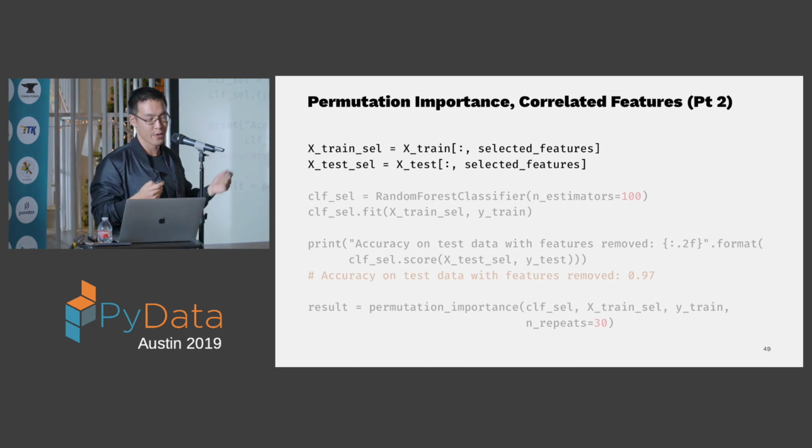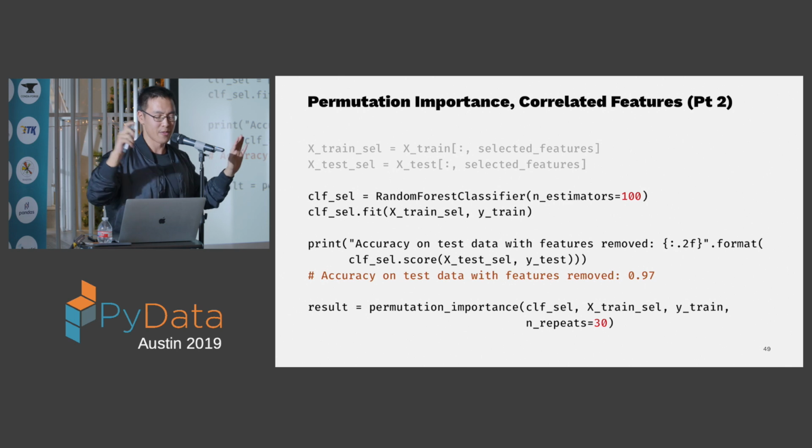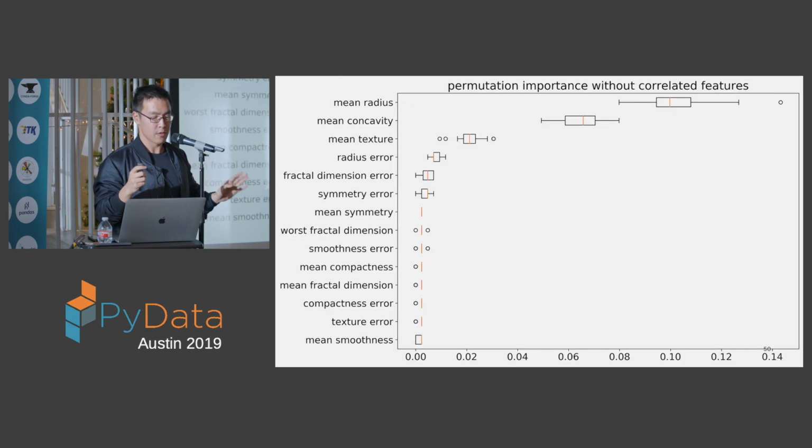So I'm going to select these features, train a random forest classifier, and do the train test split. I'm going to train it once. It's going to be 97%, the exact same accuracy as before. I'm going to do the permutation importance again, and you can see that now stuff makes sense. The mean radius, the mean concavity, and the mean texture, these are important. So this is one way to inspect how your models behave with your features. It's model inspection. So that's permutation importance.